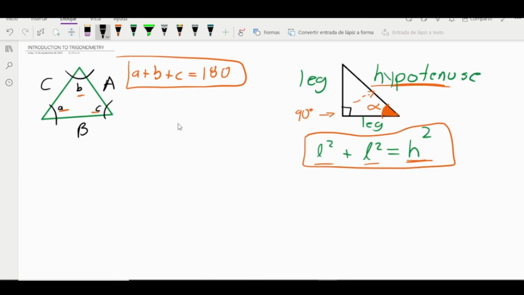So this is one rule. All the internal angles, if you add them, are going to be equal to 180 degrees. It's important that you understand this because it's going to be very useful in the future. So keep this in mind: the sum of all the internal angles of a triangle is equal to 180.